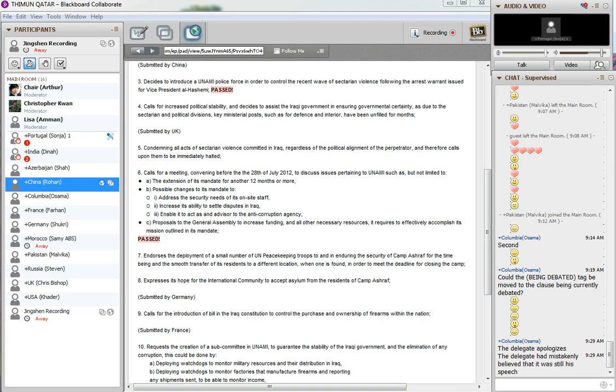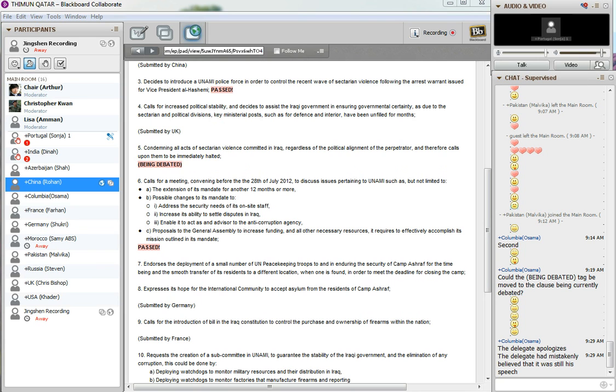The delegate of Portugal is wondering, how does the delegate of the UK ask for increased political stability? How would this political stability be increased? Because this is not highlighted in the clause.